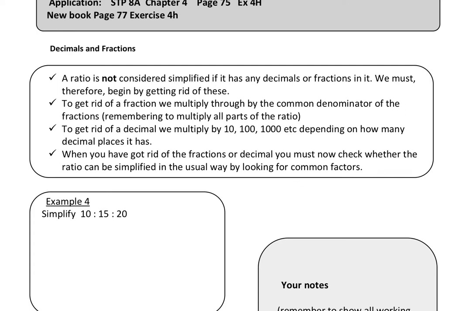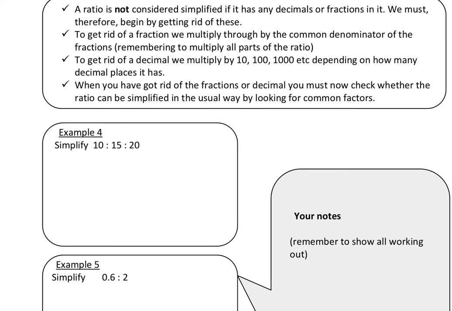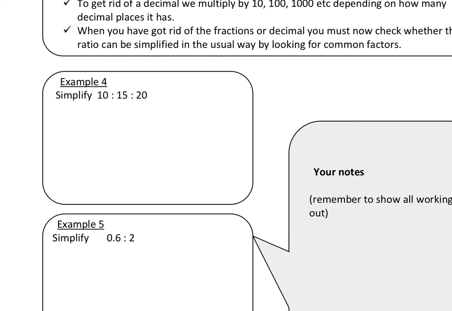So we're going to jump onto our examples here. And the first one doesn't have any fractions or decimals in it, but it is a three-part ratio. So we've got 10 to 15 to 20. Now all three of these numbers are divisible by 5. So the easiest thing to do is just divide by 5 and you'll get 2 to 3 to 4. Just check. And there's no other common number which divides into all three. So that's as good as we can go there. So that is it. Happy days.